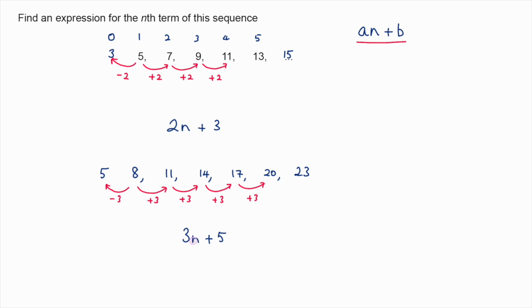And if I was to check this sequence down here, let's take this term here. This is the second term. Remember, we started here, 1, 2, 3. This was the 0 term. So for this second term, n is 2. 3 multiplied by 2 is 6, plus the 5 is 11.